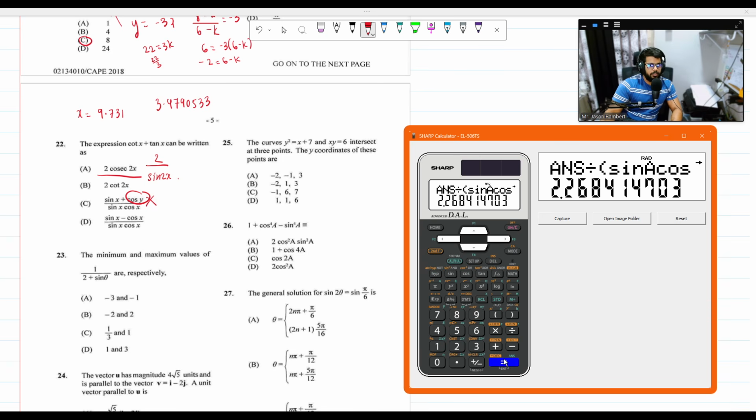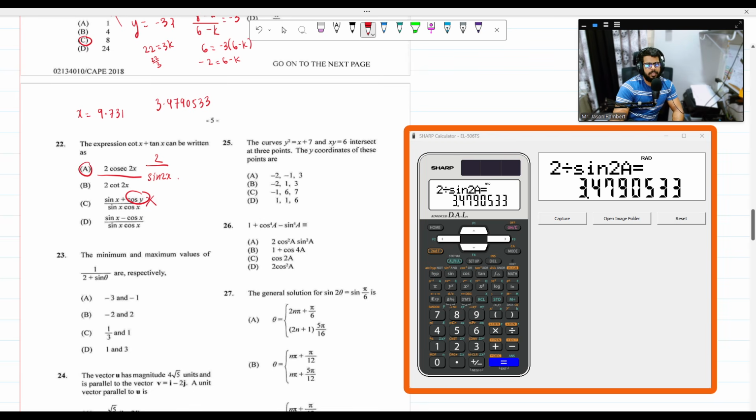Okay, so that's not working at all, right? So it has to be either A or B. Let me check B. 2 cot 2x, so that's 2 over tan 2a. So 2 divided by tan 2a. Now let's check A. That is 2 divided by sine 2a. I end up getting the same thing there. So the answer is indeed A.